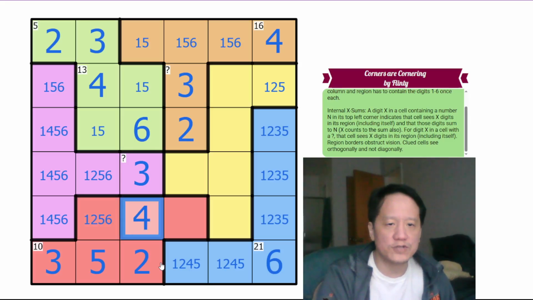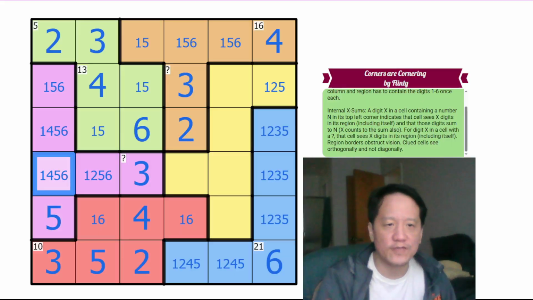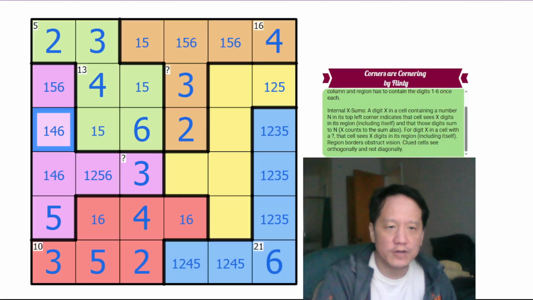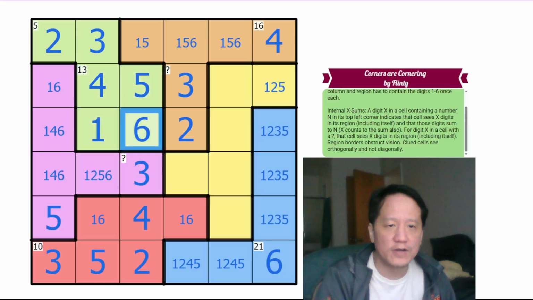This can't be 2. That's 4. This can't be 2 or 5. This has to be a 1, 6 pair. So this can't be 1, 4, or 6. That forces this to be 5 here. There's no 5 here, no 5 here, no 5 here. This 5 eliminates 5 here, so this is 1, which means this can't be 1. That's 5. This 1 eliminates 1 here, so it's 6 and 1.